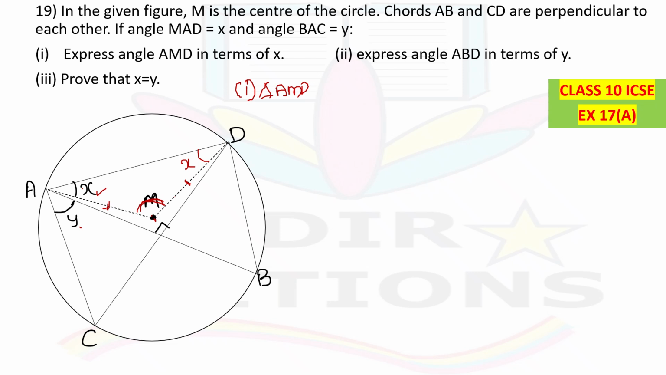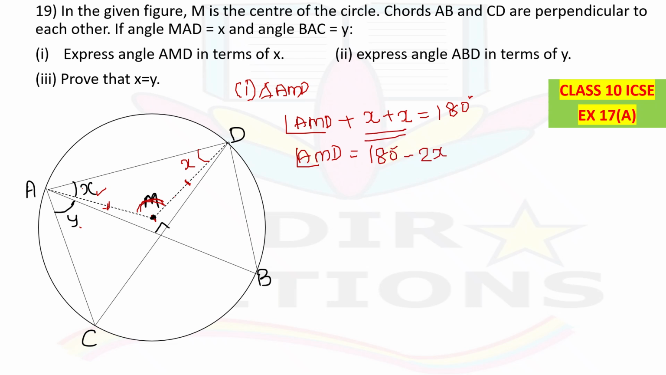So by using the triangle angle sum property, we can find the angle AMD. We add all three angles of a triangle. One is AMD, the other angle is x and the other angle is also x, which is equal to 180 degrees. So what is AMD we are getting? It is 180 minus 2x, as we can move the 2x to the other side. So the answer for AMD is 180 minus 2x.